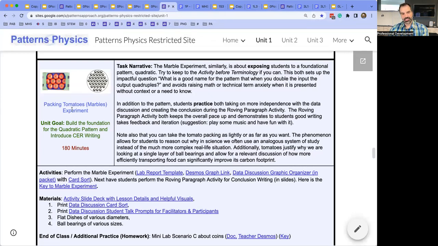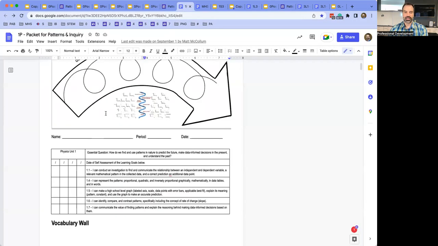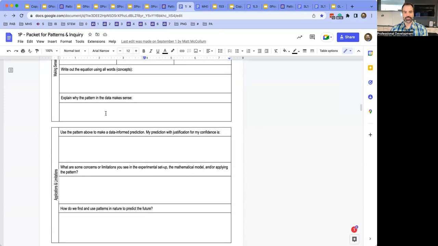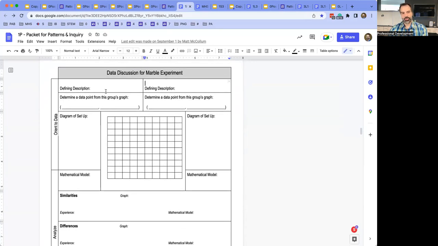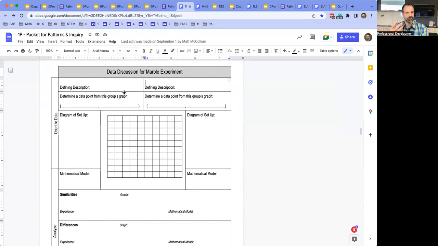So here we are in the packing tomatoes experiment, and the activity, lab report, Desmos, data discussion in the packet with card sort. So I'm going to take a peek there. Here we are in the packet. I'll just quickly scroll down. That's the first data discussion. And I'm going to go to the second one, the marble. And I'm not going to go through every box, but graphic organizers are powerful, right? There's just a box for each little thing that we want to make sure students talk about: defining description, small ball bearing or cherry tomato, big ball bearing or heirloom tomato. And then, determine the data point from your graph and share it.